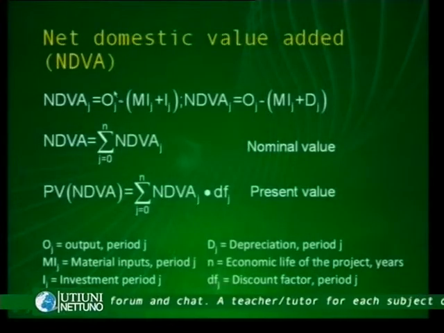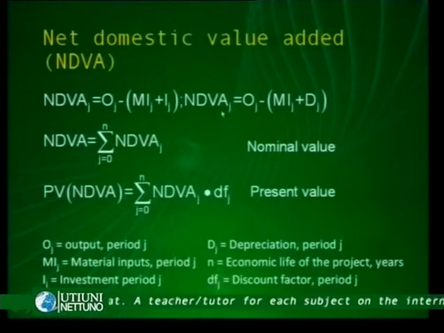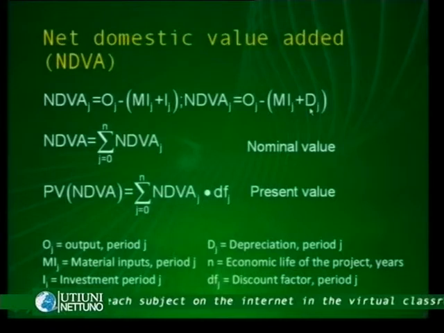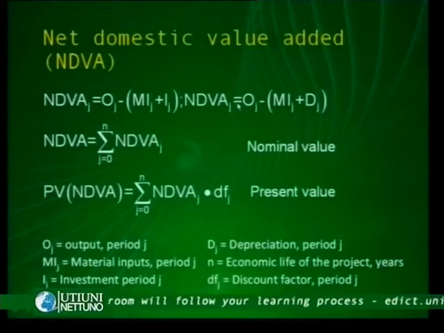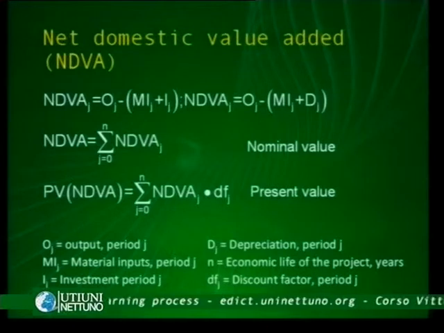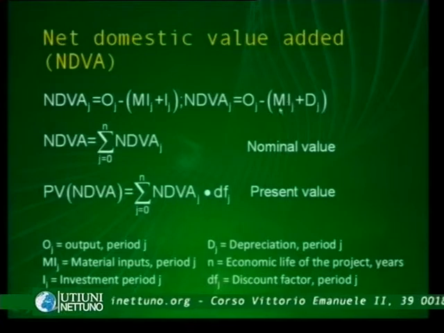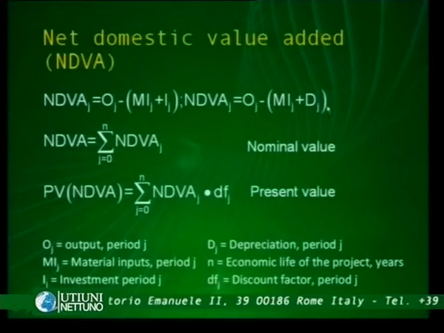Instead, here you have the calculation of the net domestic value added at time j, but this time using a static view, because here you are subtracting not the investment but the depreciation. So in the static view, the net domestic value added at time j is equal to the value of the output produced by the project at time j, that is OJ, minus the sum of the intermediate materials at time j and the depreciation at time j.